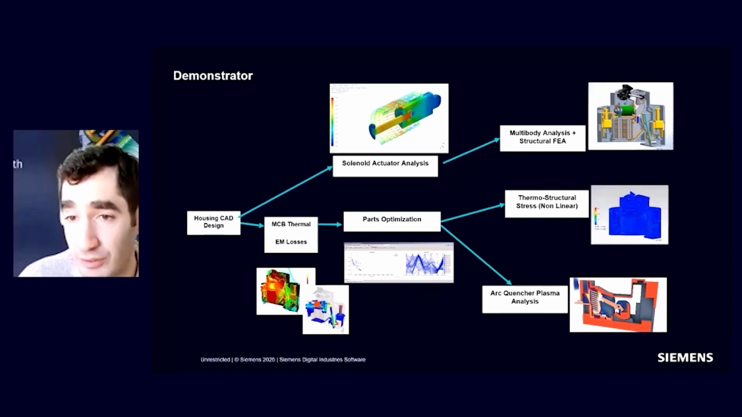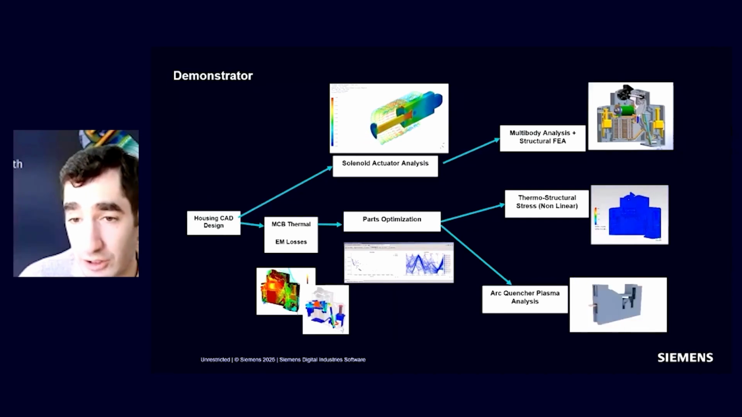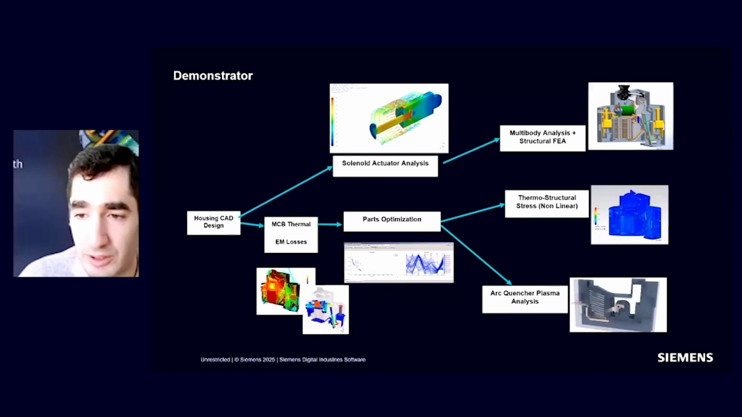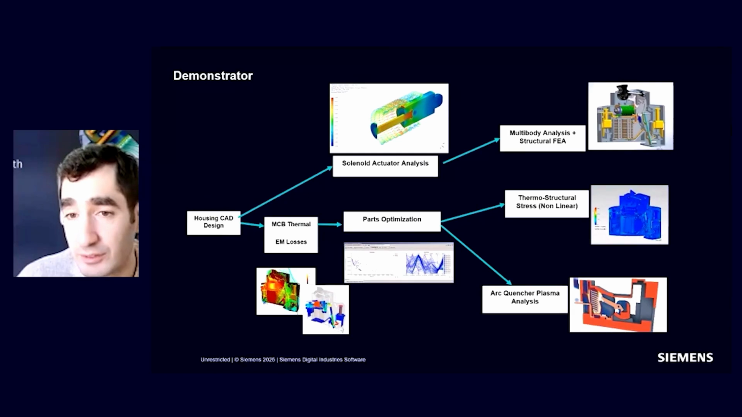Then we have to verify, of course, that nothing breaks. So we have a structural analysis. And lastly, the so-called final monster, which is the arc discharge studies, which is, as we said, one of the most complicated problems to solve. And at the moment in the industry, the way of studying new circuit breakers with simulations is very fragmented.